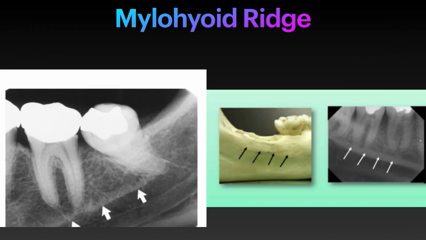Mylohyoid ridge. It is located on the lingual surface of the mandible, extending from the third molar area to the premolar region. It serves as an attachment for the mylohyoid muscle. On the radiograph, it appears as a dense radio-opaque band extending downwards and forward from the molar region. It may appear continuous with the internal oblique ridge.